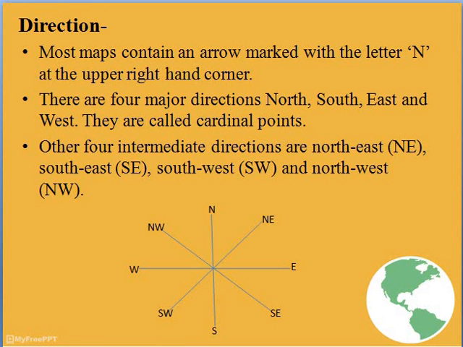Next is direction. Direction is the second most important component of a map. Most maps contain an arrow mark. If you have noticed any kind of map, you can see an arrow marked with the letter N at the upper right hand corner. Besides that, there are four major directions: north, south, east and west. They are altogether called cardinal points. The other four intermediate directions are northeast, southeast, southwest and northwest.